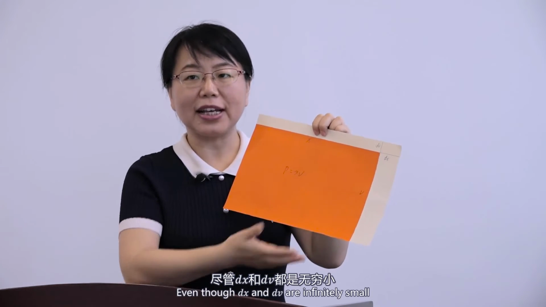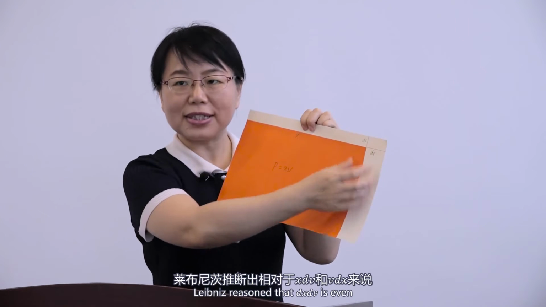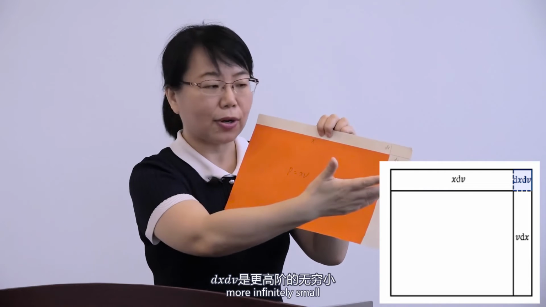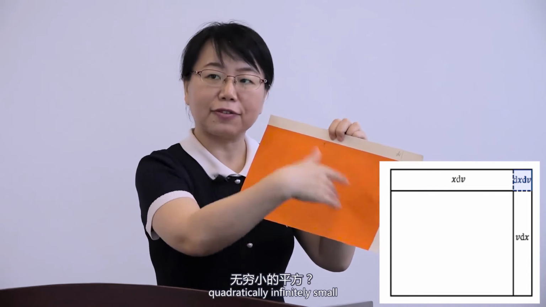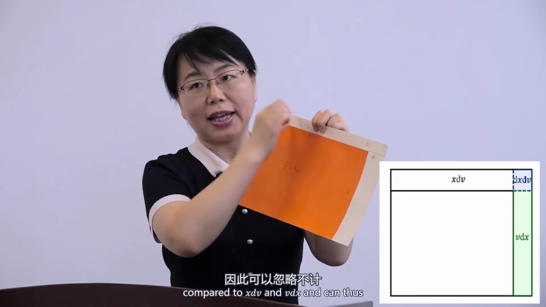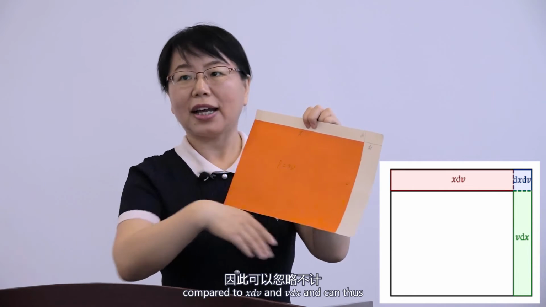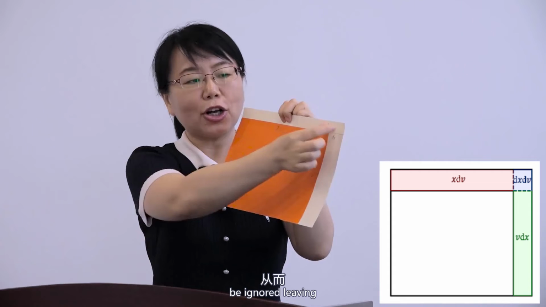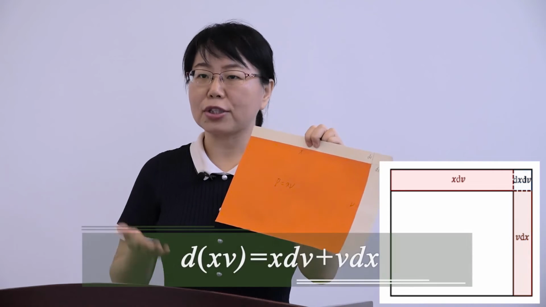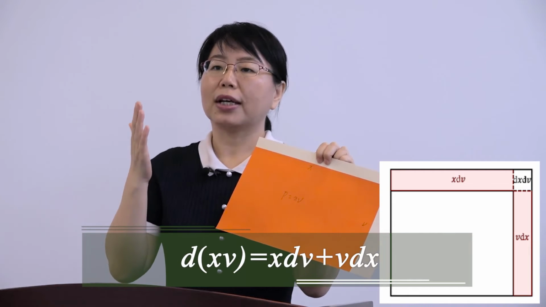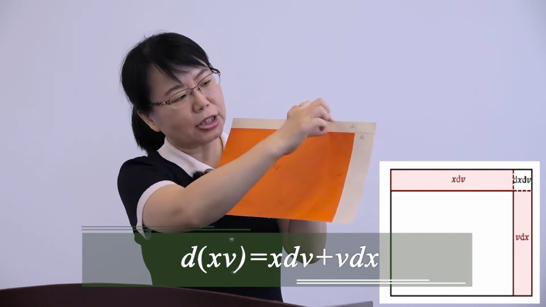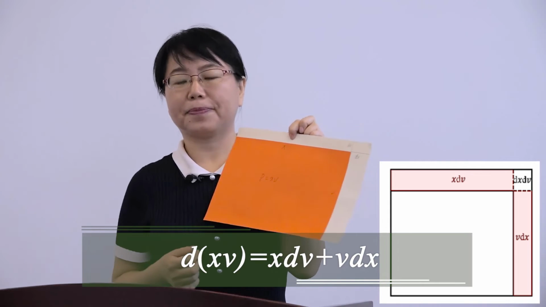Even though dx and dv are infinitely small, Leibniz reasoned that dx times dv is even more infinitely small, or we say quadratically infinitely small, compared to x times dv and v times dx, and can thus be ignored, leaving dx dv aside. Then we have that the differential of xv is equal to x times dv plus v times dx. That means these two rectangles.